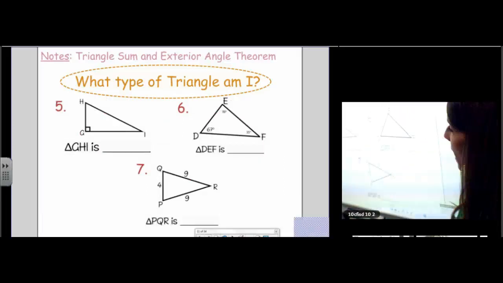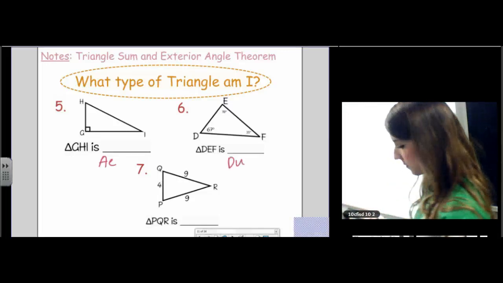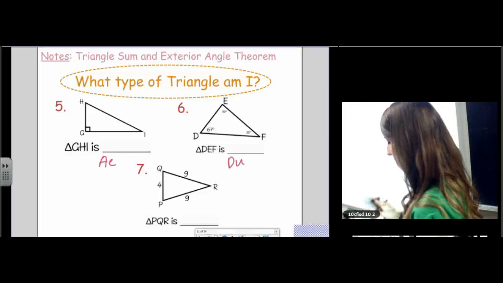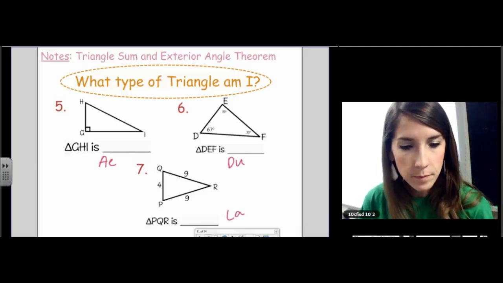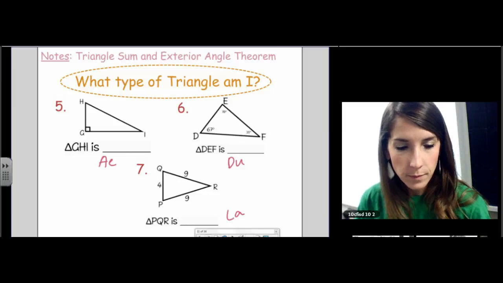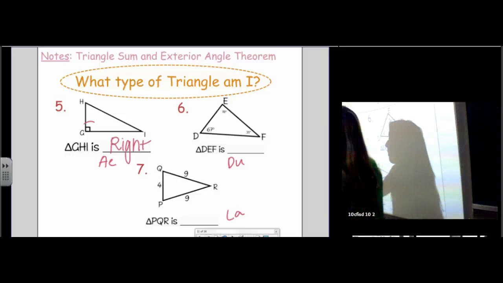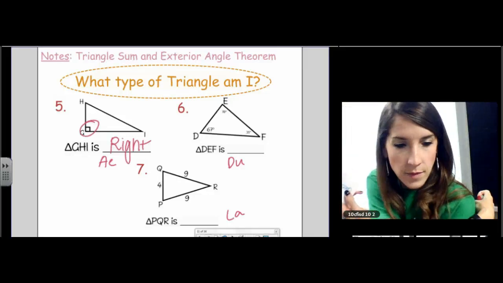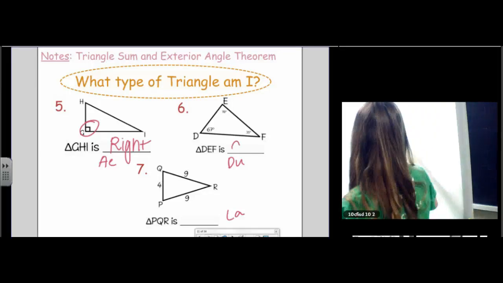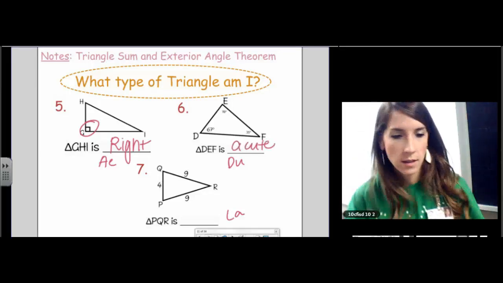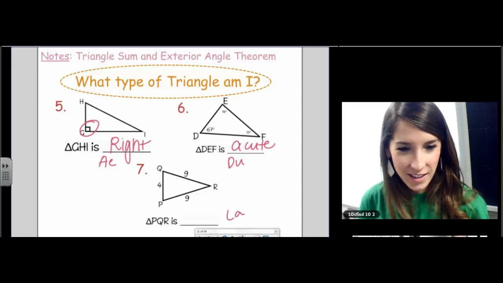Okay, 3 more. Ariana, do number 5. Dustin, do number 6. And Lars, do number 7. Right, very good. It is a right triangle because I gave you a right angle. Lars, it's not scalene. Acute, very good, because all angles are less than 90. Okay, Lars, what's number 7?